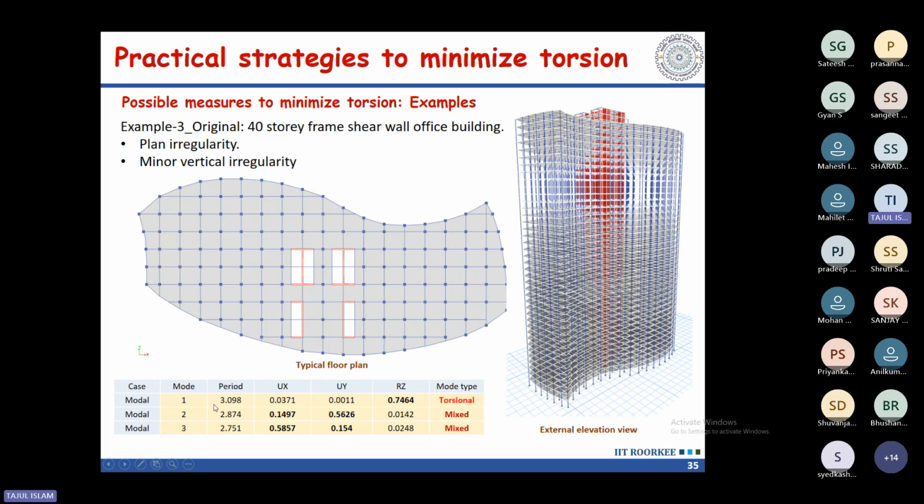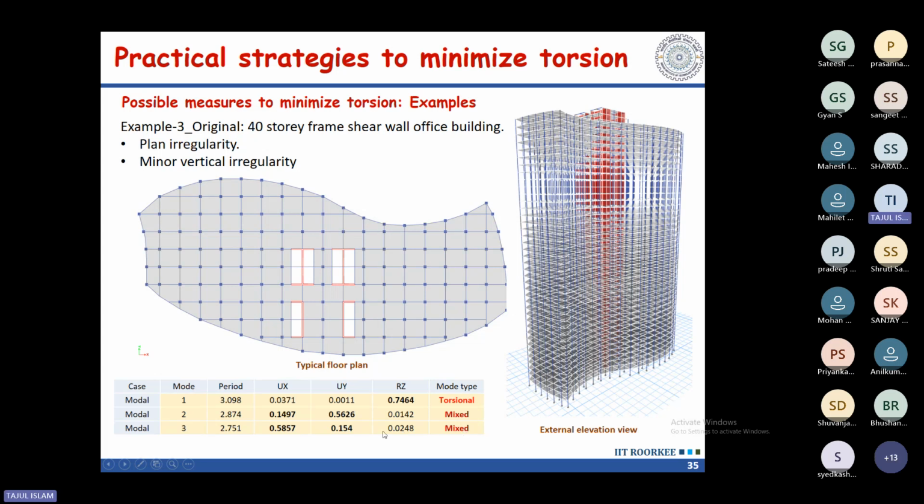Okay. Then in the second mode, you have 14-15% contribution in X direction, then 56% contribution in Y direction. So we can say this is less than 65. So we consider this as a mixed mode response. Then in the third mode, you have 58% in X direction and 15% in Y direction. Then again, we can say this is the mixed mode.